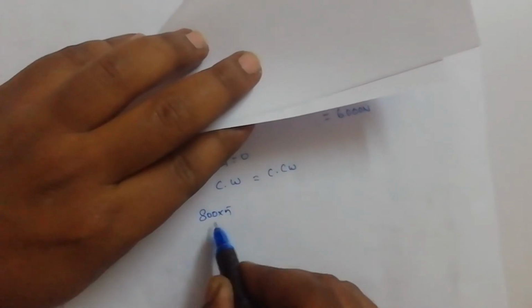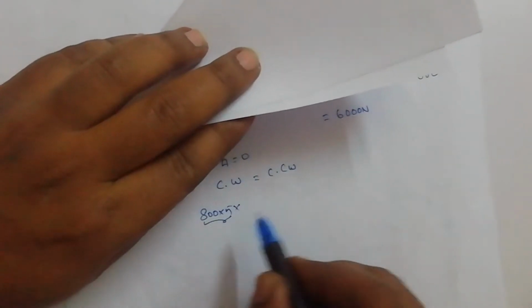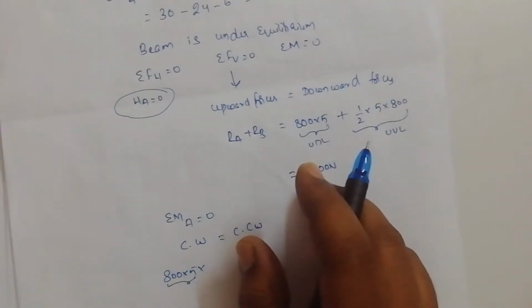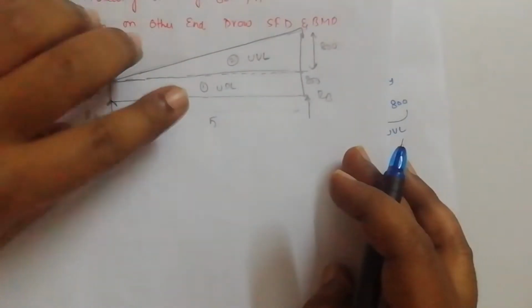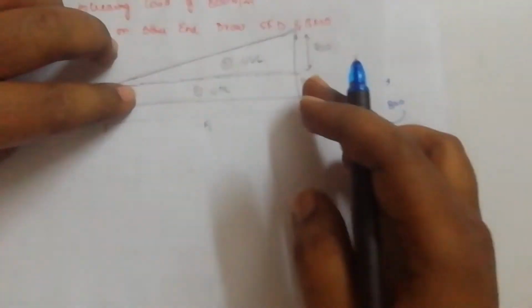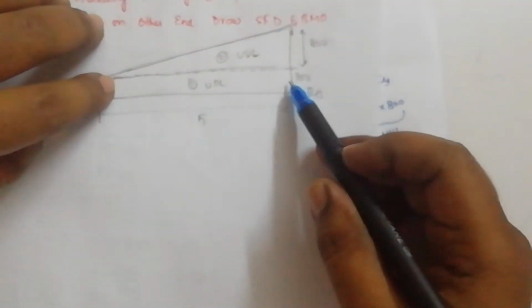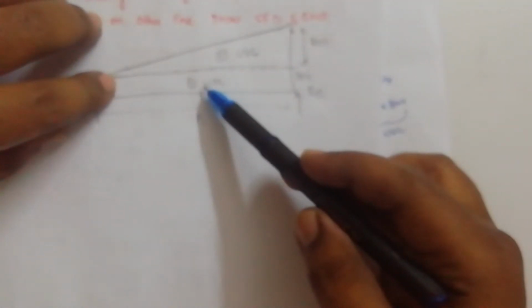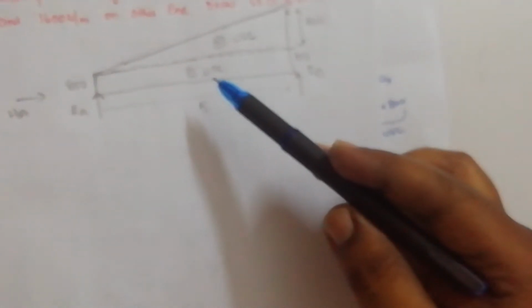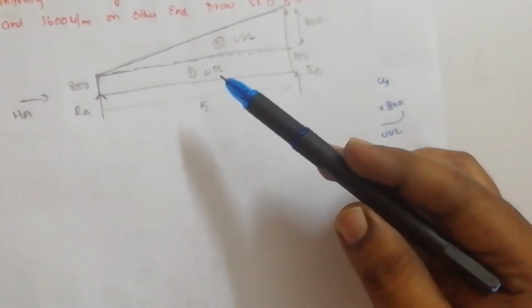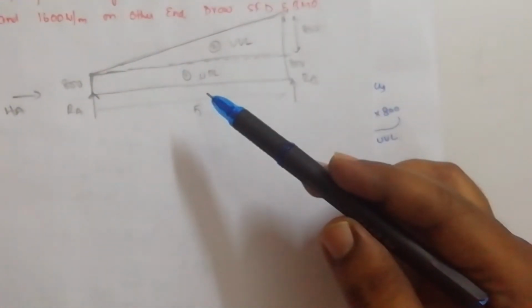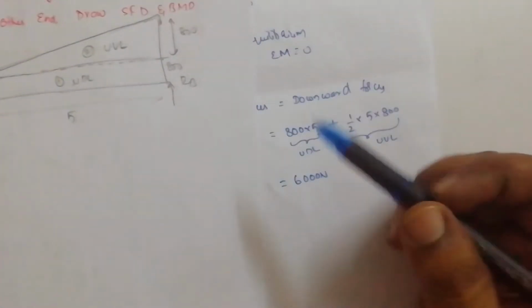800 into 5, that is the load. Since we are calculating moment, I have to measure the distance where it will be concentrated. If I replace the whole UDL with a point load, it will be concentrated at the CG, which is at half of its length. If it is 5 meters, the distance is 5 by 2.